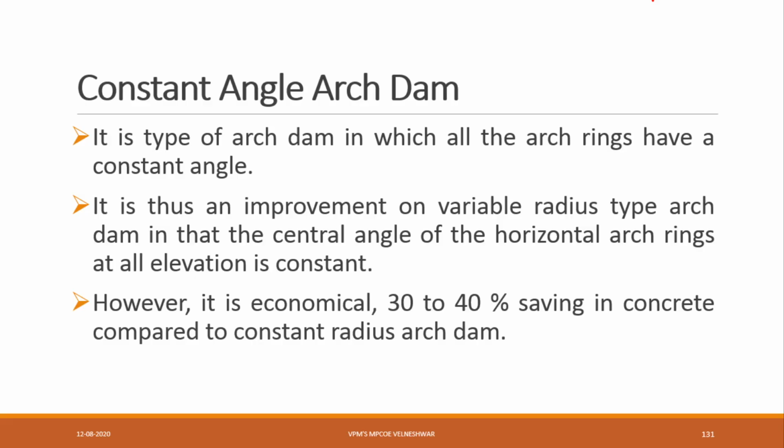Now coming to constant angle arch dam. It is a type of arch dam in which all arch rings have constant angle. Constant means the angle will be the same in all directions. It is thus an improvement on variable radius type arch dam. The center angle of horizontal arch rings at every elevation is constant. For suppose this is my elevation diagram, here the radius will be the same, here the radius will be the same. However, it is economical.